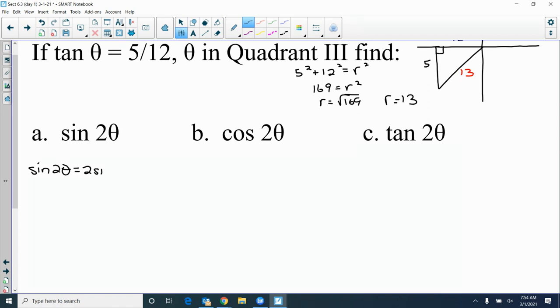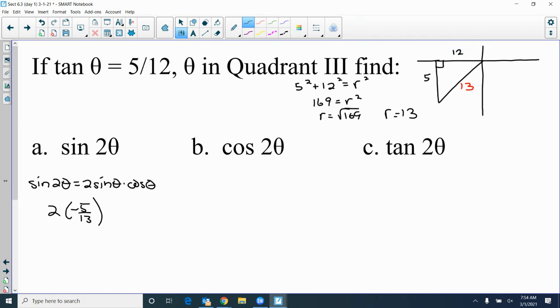Okay, sine of 2 theta would be 2 sine of theta times cosine of theta. So it's going to be 2. Well, what's the sine of theta in this case? We're in quadrant 3, so sine has to be negative. So sine of theta is going to be negative, opposite over hypotenuse, negative 5 over 13. Cosine of theta, since we're in quadrant 3, theta is still in quadrant 3. Cosine of theta is going to be negative 12 over 13.